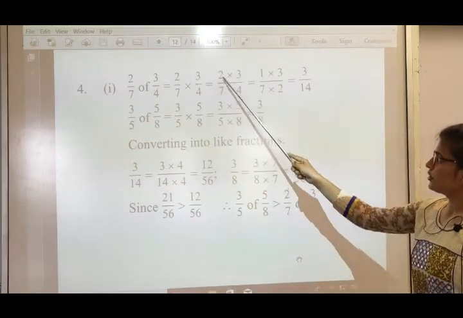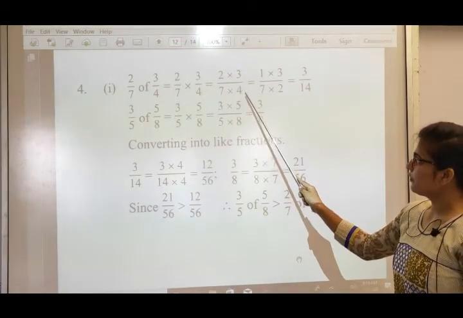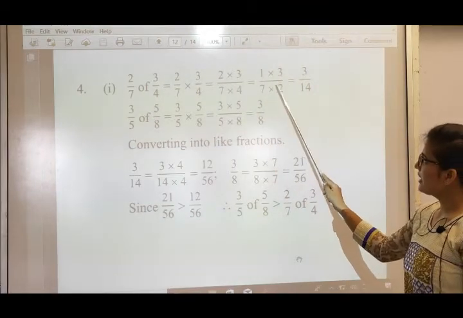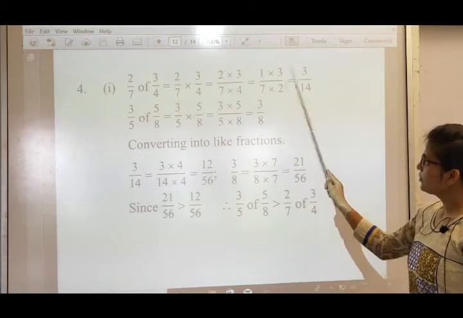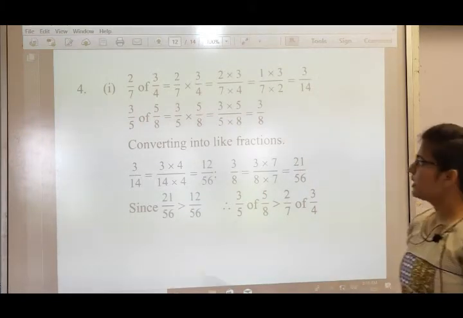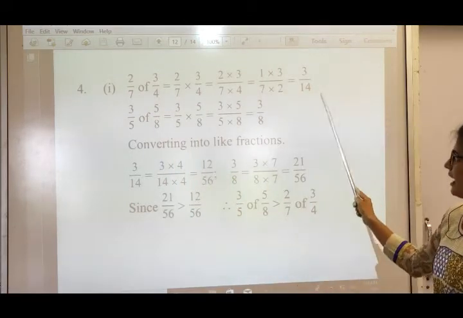Here you can see 2 2s are 4. So here it will cancel out and we can put 1. Here 4 will cancel out and we will put 2. So 1 multiplied by 3 divided by 7 multiplied by 2. So the answer will be 1 3s are 3 and 7 2s are 14. So the answer of 2 by 7 of 3 by 4 is 3 by 14.